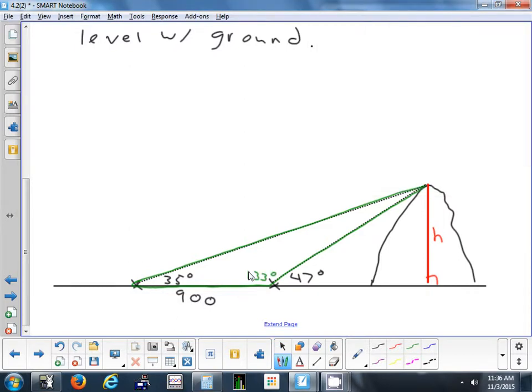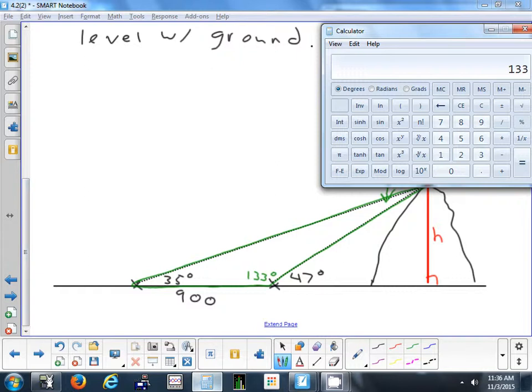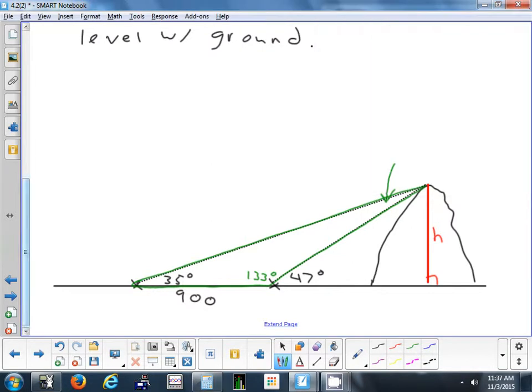And I can now do one other thing. I've got this angle. I've got this angle. I can get this angle up at the top. How would I get this angle at the top? Yeah, add 35 to 133, subtract it from 180. Okay, so we get 12. Any questions on that?